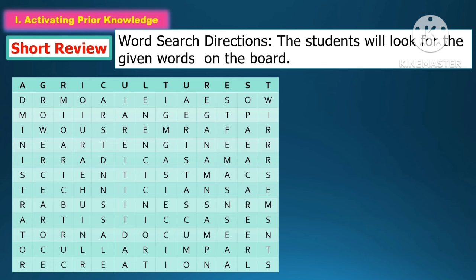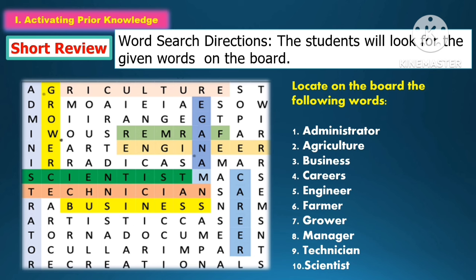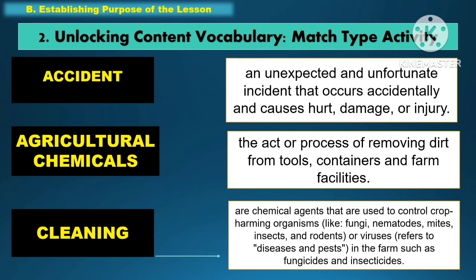In activating the prior knowledge, the students will do the word search activity. For the direction, all they have to do is to look for the given words on the board. In establishing purpose of the lesson for the unlocking of content vocabulary, the students will use the match type activity.